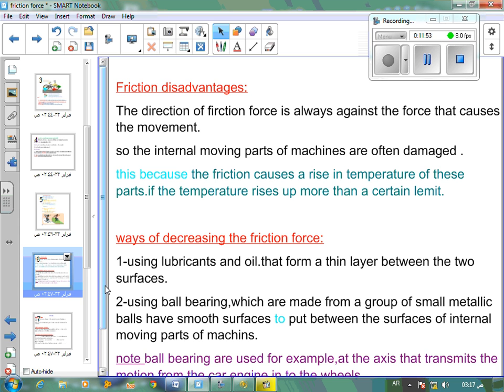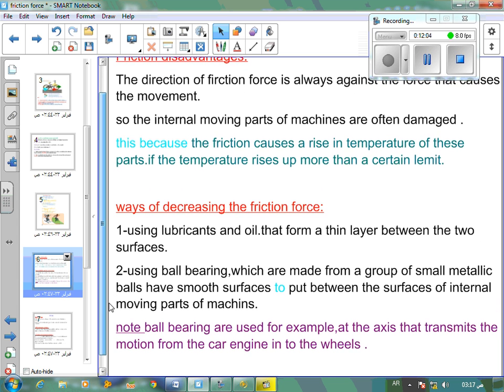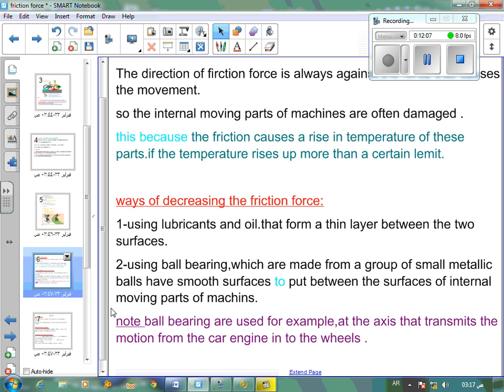But we found that the friction force has a big disadvantage. This is because the friction force's direction is always against the force that causes the movement. So the internal moving parts of machines are often damaged. This is because the friction causes a rise in temperature of these parts, and if the temperature rises more than a certain limit, the internal moving parts of the machine are often damaged.